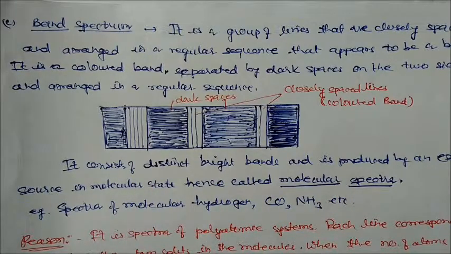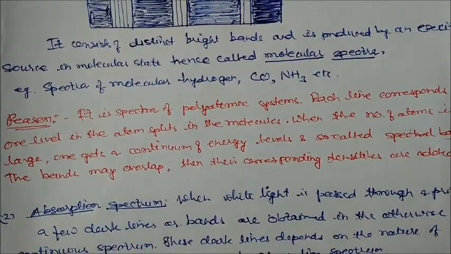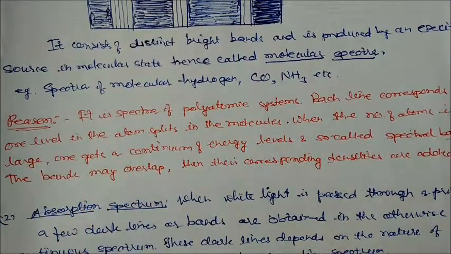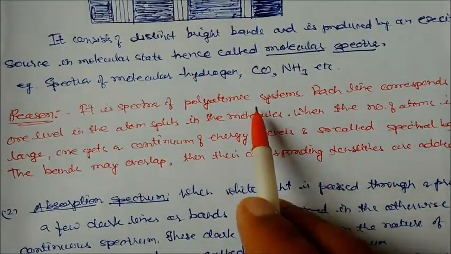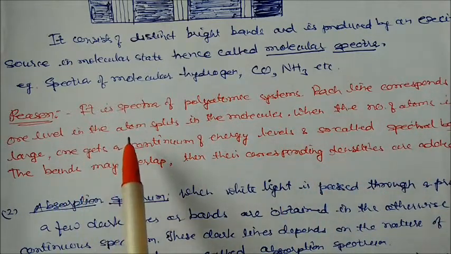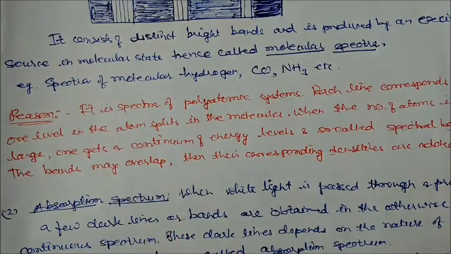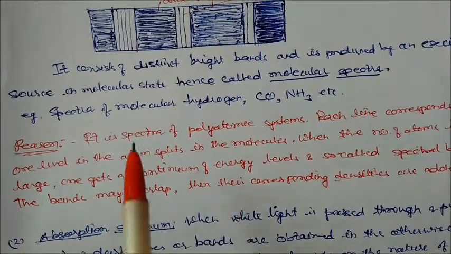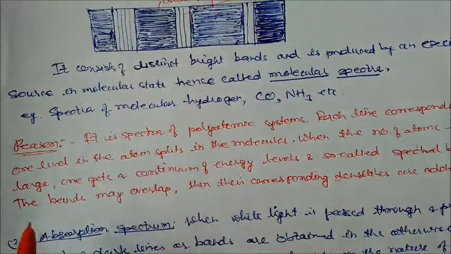Now, what is the reason for the formation of this band spectrum? It is a spectrum of polyatomic systems. Polyatomic system means molecules having many atoms. Each line corresponding to one level in the atom splits in the molecules. Since the bands consist of so many atoms, there are so many levels and so many energies. These energies may be produced from the different levels of the atoms.